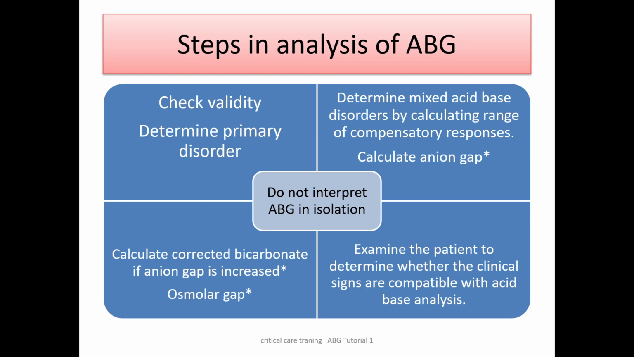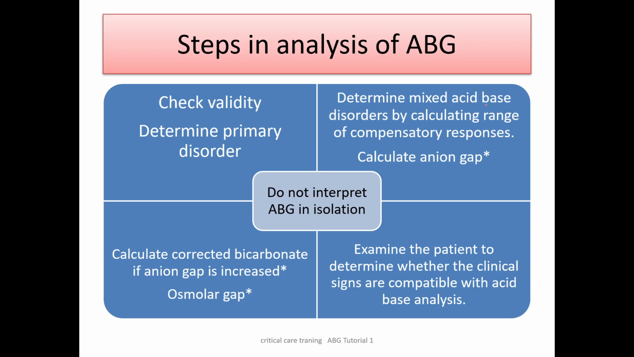The first step in ABG analysis is to check validity. So we go clockwise: check validity, then determine the primary disorder. Last time we discussed that if the primary disorder is respiratory, the kidney compensates, and if it is a metabolic problem, then the respiratory system compensates, as covered in part 1 of the ABG session. So if PCO2 is more than 40, it is a respiratory acidosis, or if the bicarbonate is less than 22, it is a metabolic acidosis. This is how, looking at PCO2 and bicarbonate values, we can determine the primary disorder.